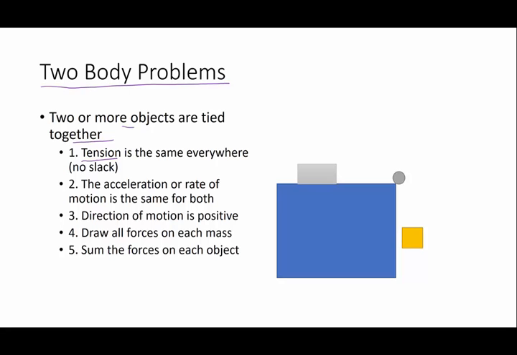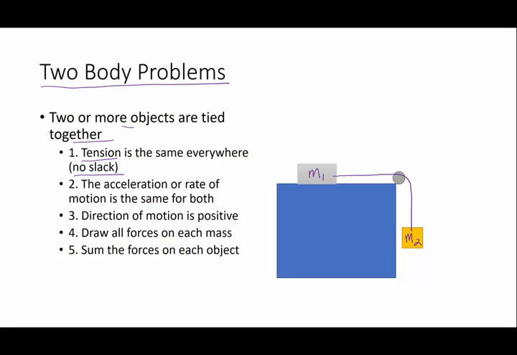Let's pretend the big blue box is a table or some sort of a supporting surface. And I've got mass number 1 and mass number 2, and these are attached together by some sort of a rope or cable. As we've talked about tension in the past, if there is no slack anywhere in that rope, then the tension is going to be the same at every point within that rope.